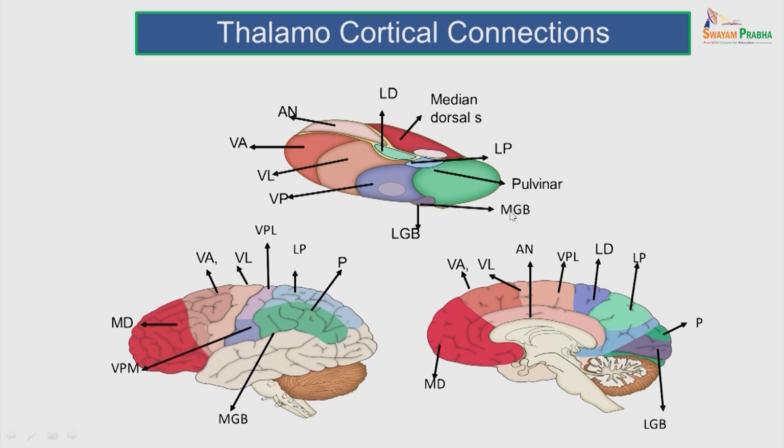The medial geniculate body is relayed in the superior temporal lobe, which is the primary auditory area. Whereas the lateral geniculate body is relayed in the primary visual area in the occipital lobe. So, these are the thalamocortical connections, how the various nuclei of the thalamus are relayed into the different parts of the cerebral cortex, both on the superior lateral surface, the medial surface, and also on the inferior surface.